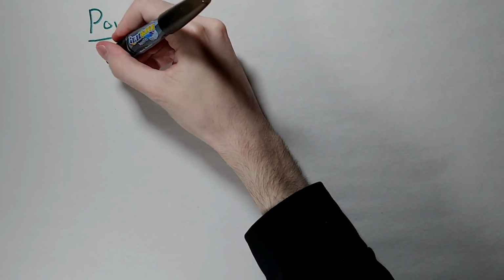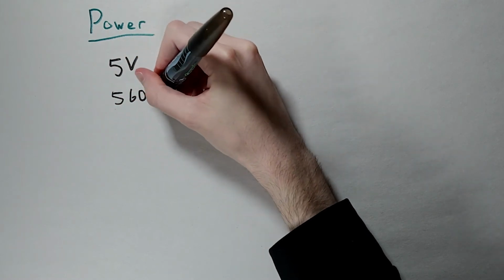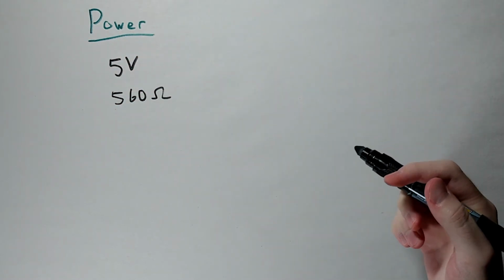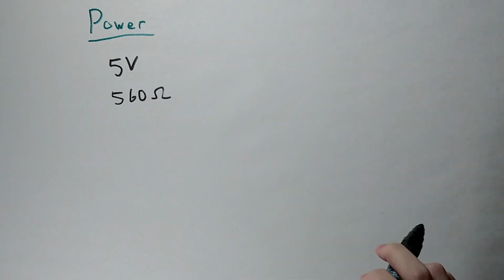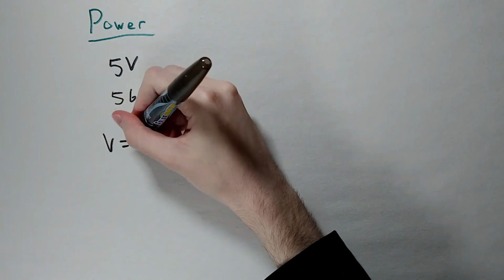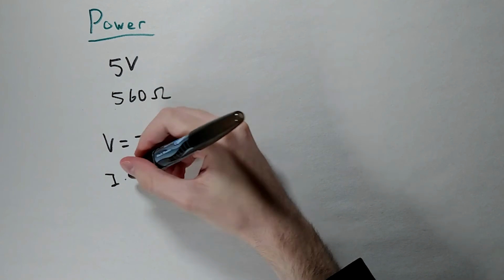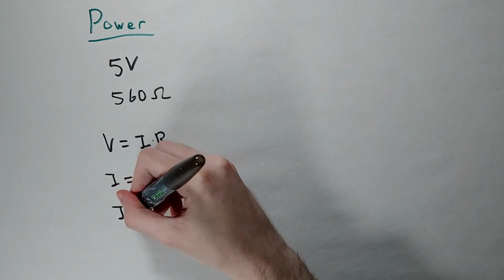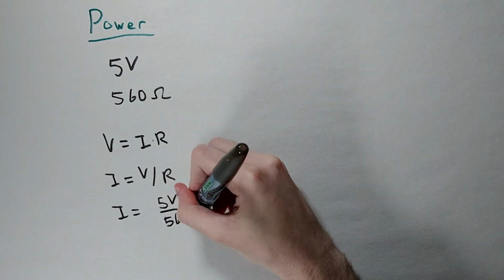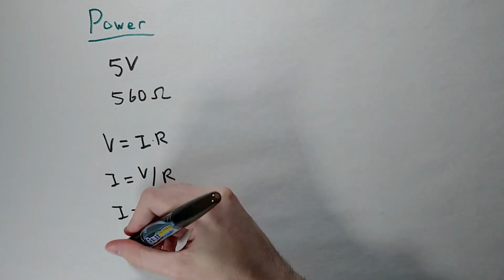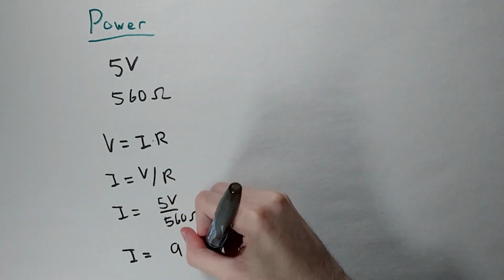So if we have 5 volts going across a 560 ohm resistor, in order to find the power going through that resistor, first we need to find the current. So let's go ahead and use Ohm's law, which is V is equal to I times R. Reoriented for current, I is equal to V over R. Plug in what we know: 5 volts, 560 ohms. And we end up getting 9 milliamps.